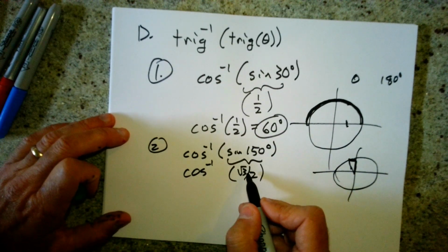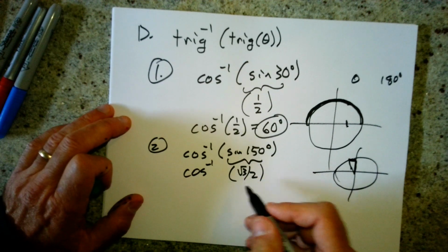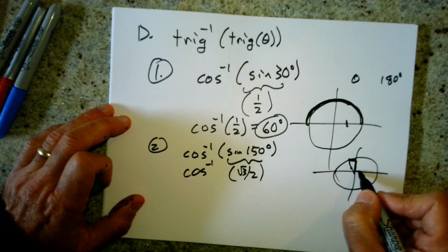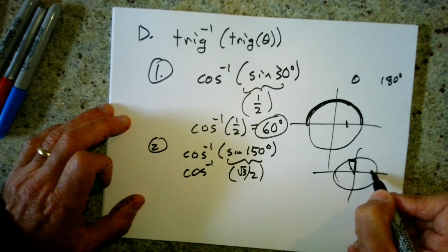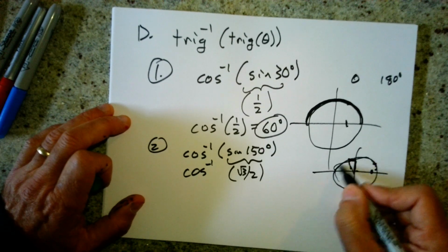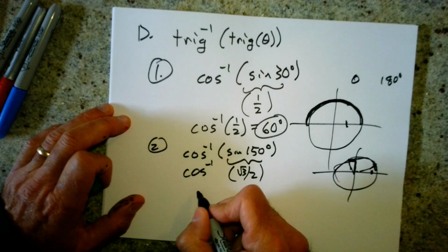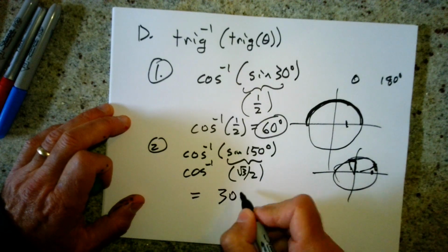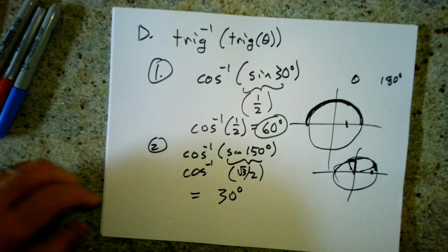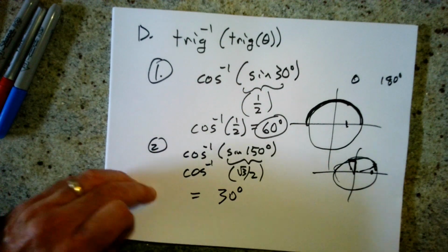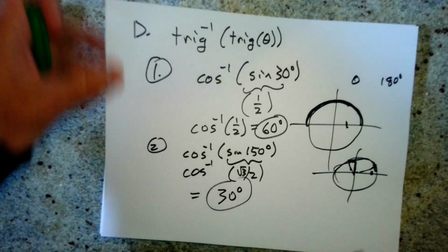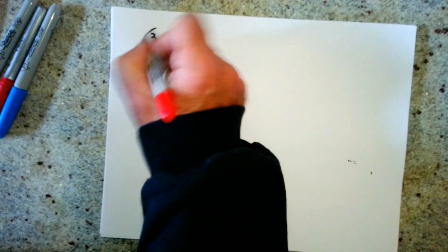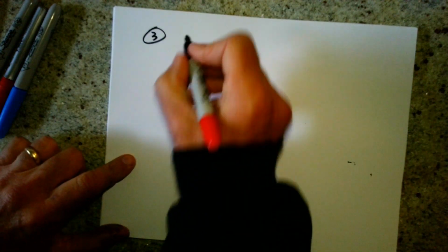So now we want the inverse cosine of square root of 3 over 2. So you imagine marking square root of 3 over 2. That would be here. And the inverse cosine of that, remember we go up like this. That would be 30 degrees. Oh, I'm sorry. Yeah, I did that right. 30 degrees.